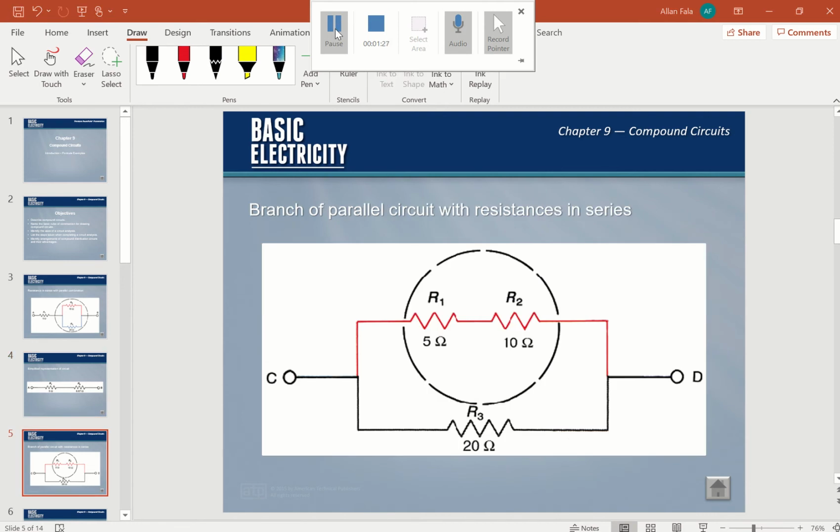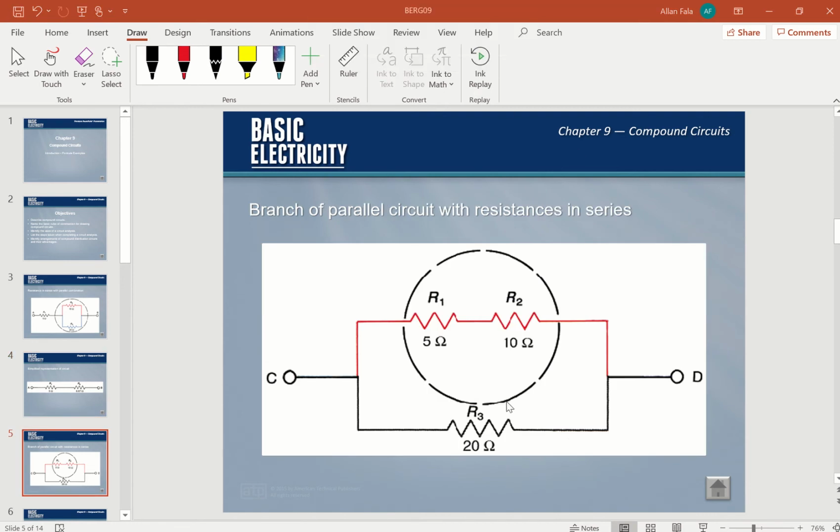For the next diagram, shown a little bit differently here, we have two resistors in series, a 5 ohm and a 10 ohm, but they are parallel with a 20 ohm resistor. So the first thing we need to do is find the total resistance of R1 and R2. And since they're in series, it's as simple as adding 5 plus 10. That gives us 15 ohms. So the result is a 15 ohm resistor, which you see circled there, or the equivalent of 15 ohms, and then a 20 ohm resistor.